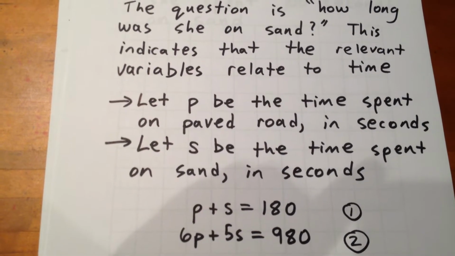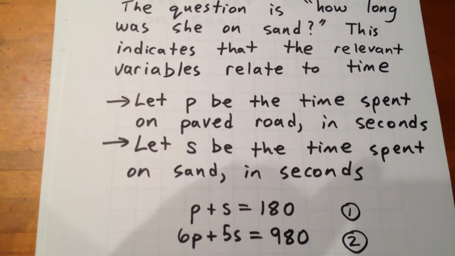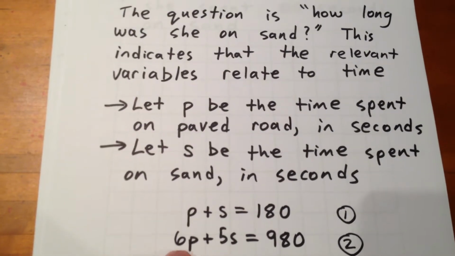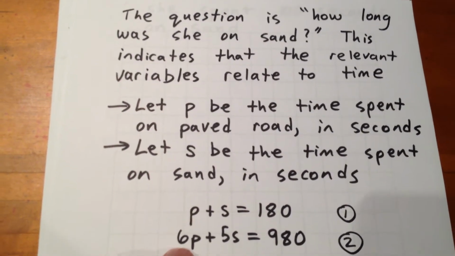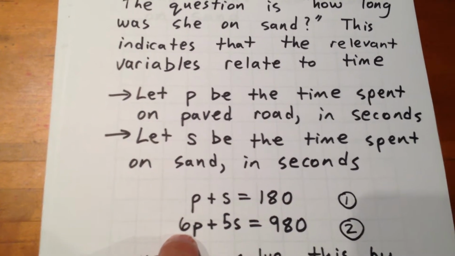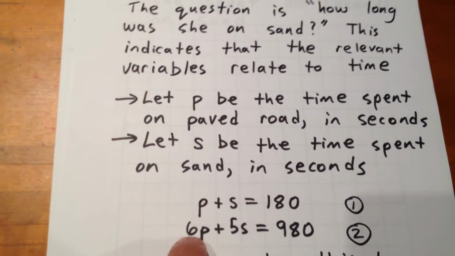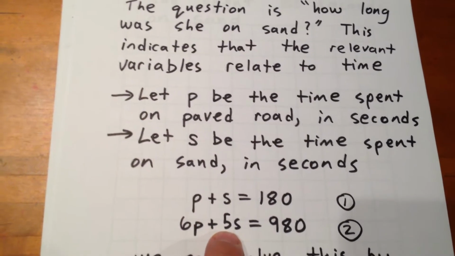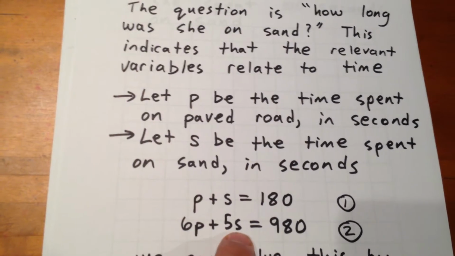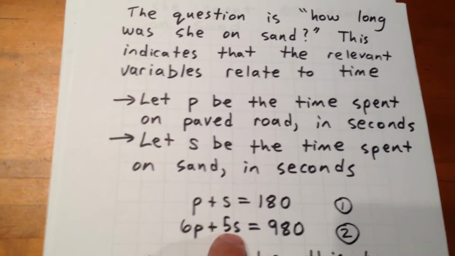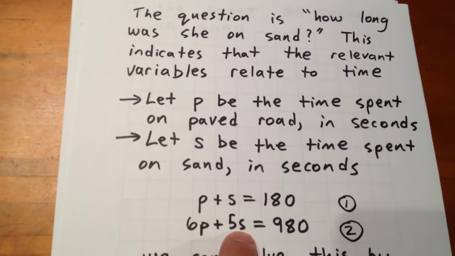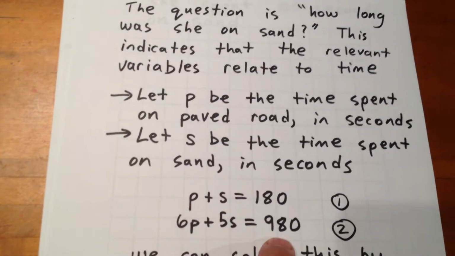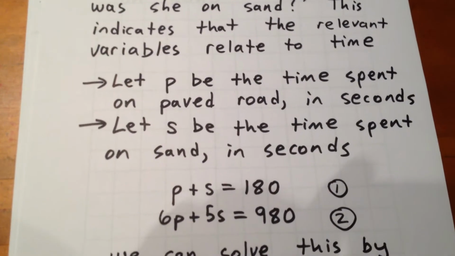Since she moves at 6 meters per second on a paved road, if she spends p seconds on a paved road, the distance that she'll run on that road will be 6 meters per second times the number of seconds, or in other words, 6p. And the total distance she travels on the sand will be 5 meters per second times the time on the sand, or in other words, 5s. And so we know the total distance on paved road plus the total distance on sand is 980, and that gives us our second equation.